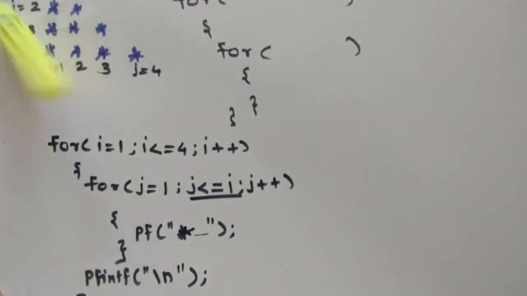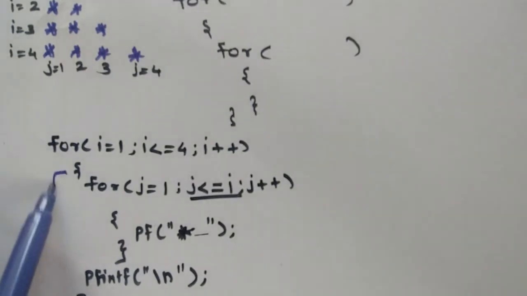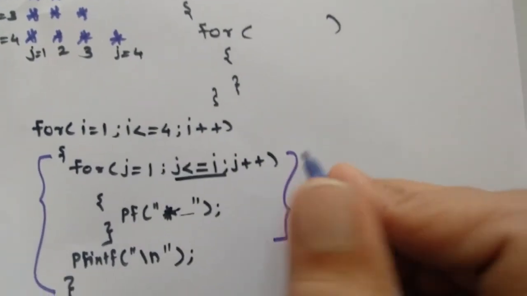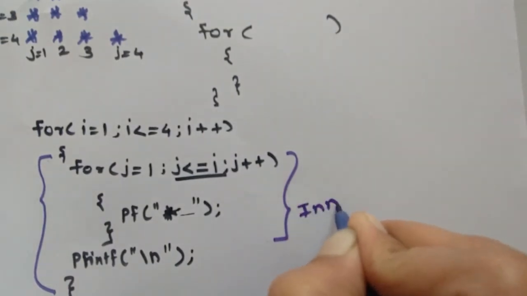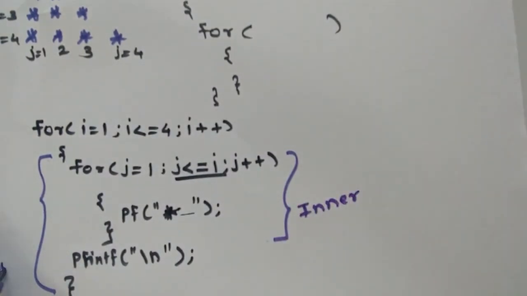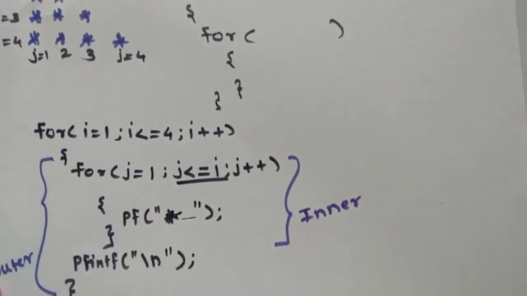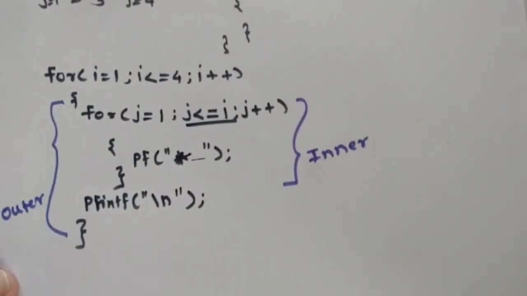Here we are using 2 for loops. This is one for loop and this is an inner for loop. So you can label it as inner and this as outer, for understanding. So how will it actually execute? See, I equals to 1. First we need to check this I equals to 1.